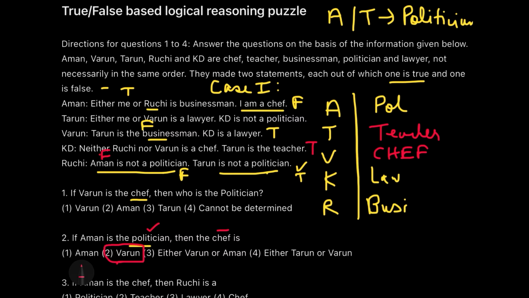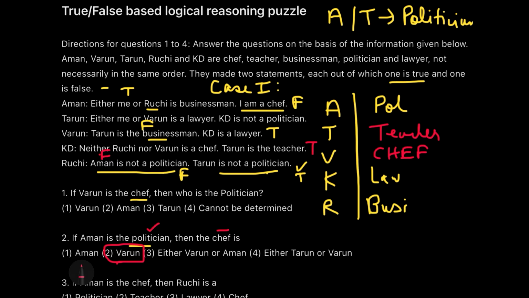In this case, Varun is going to be the chef. Now, is it confirmed that Tarun is the teacher? Yeah, of course. Only if I consider Tarun to be the teacher, only then I will be able to get the confirmed answer that Varun is the only one left who is the chef. So that means Varun will be my correct answer for the chef.